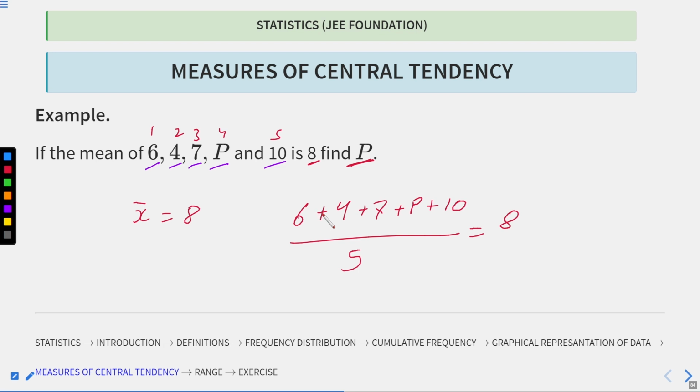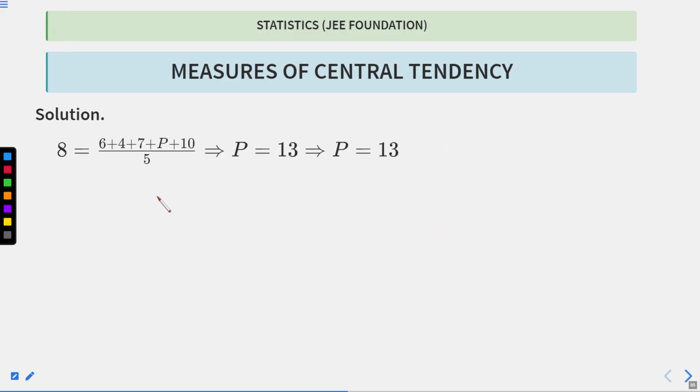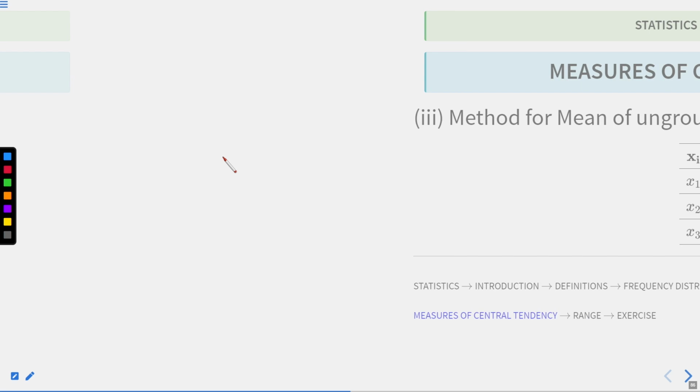Now just add all of the numerical values, which becomes 10, then 17, and with this it becomes 27. So just do some manipulations. It is now 5 times 8, which is 40, and p is equal to 40 minus 27, which is 13. So the value of p is 13. I hope this is clear. So this was my x bar, and these were my observations, and the number of observations was 5. So the value of p is equal to 13. I hope this is clear.